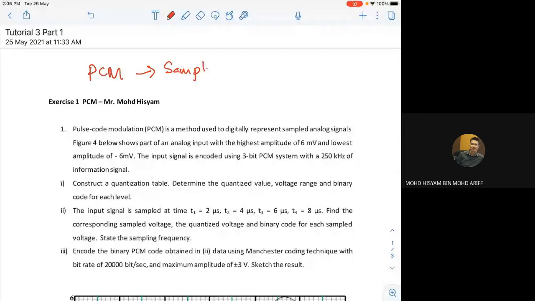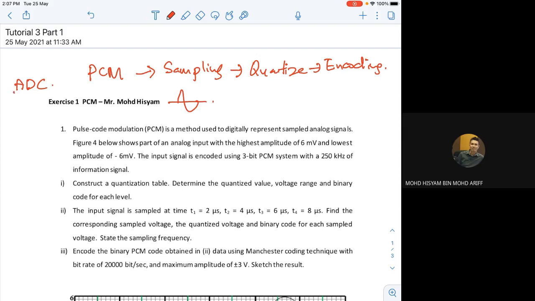Okay, sampling, and then quantize, and encoding. We got the three different processes. So how does the signal look like? Before this is the original signal, because the function of the PCM is an analog to digital converter, ADC. The function of PCM is to convert analog signal to digital.